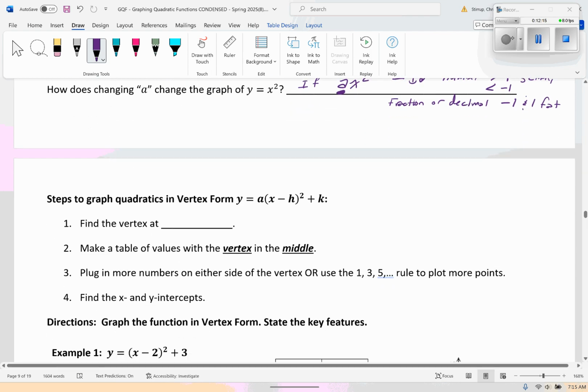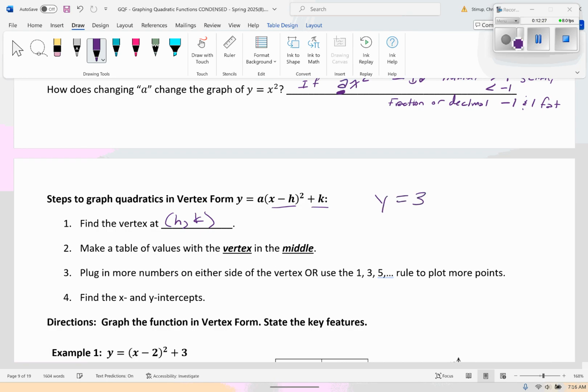So this is the general form. I'm going to take the opposite of the negative h, so h, and then k. That's how we find our vertex. An example would be if we had this. This would have a vertex at -5, -3.